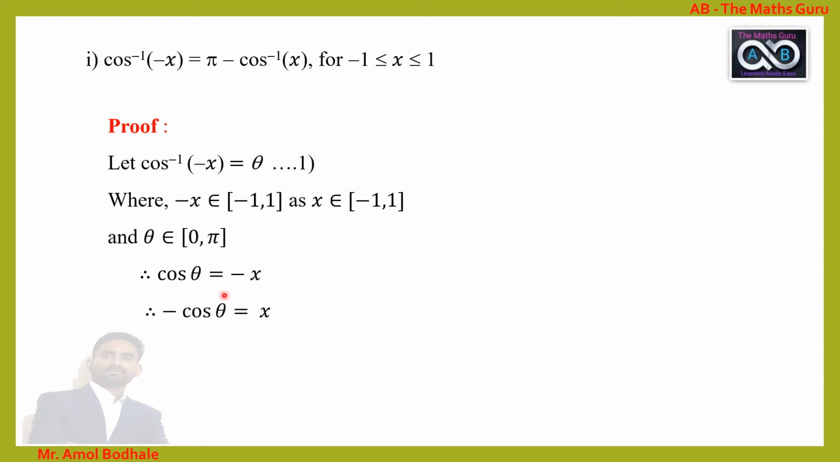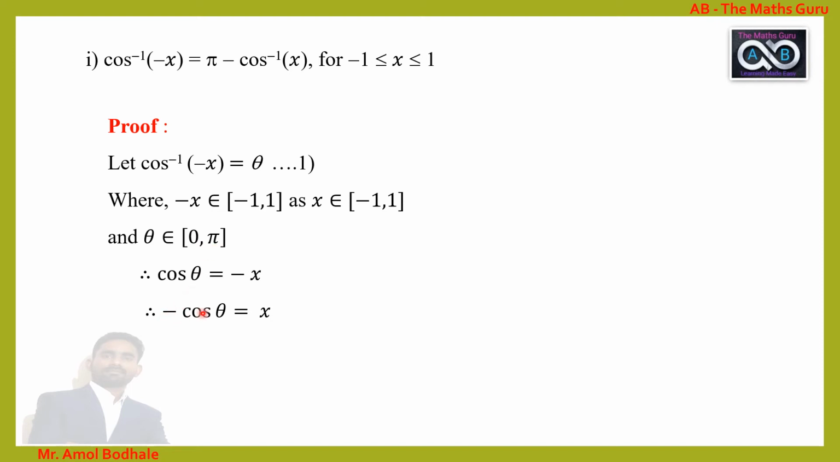So if we take negative on this side, we can write minus cos theta is equal to x. So here cos is negative. In which quadrant is cos theta negative? Cos theta is negative in the second and third quadrant. But here theta must belong to 0 to 180 degrees, 0 to pi. That means it must belong to the second quadrant, and an angle in the second quadrant means less than 180 degrees.